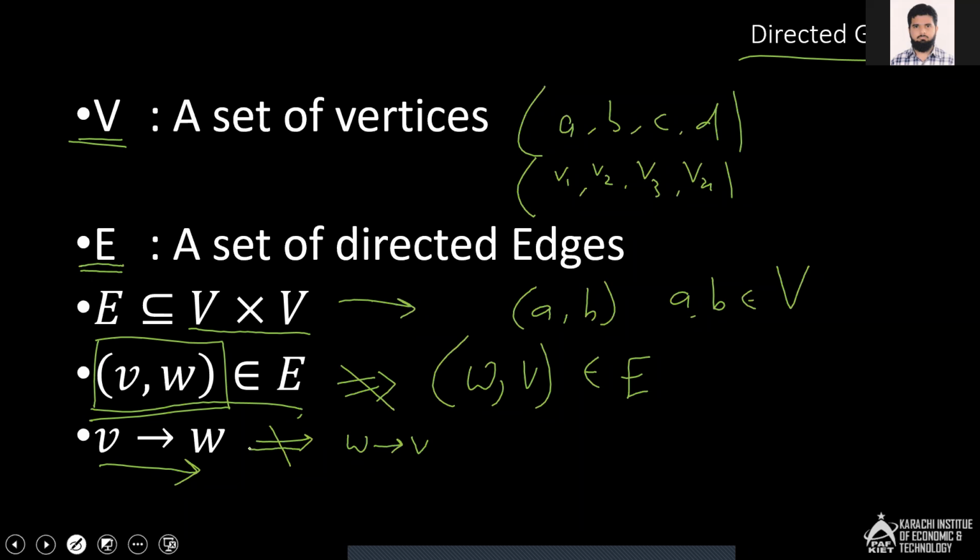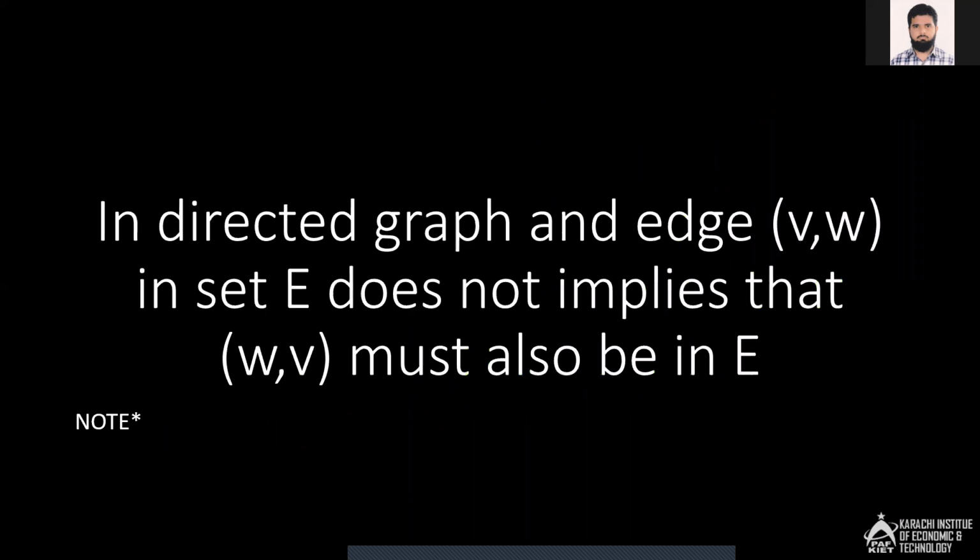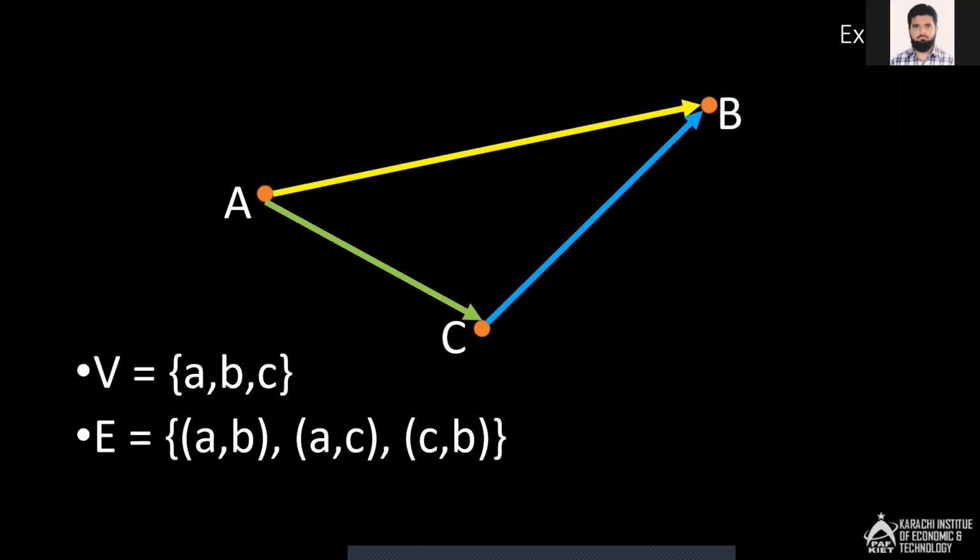So I'm using a double arrow to distinguish from this notation of an edge. That's what this note is saying: if you have an edge going from vertex V to W, it does not necessitate that you must also have an edge going from W to V. It's an ordered pair, it's a directed graph, and that's not always the case. If that is the case, you will have a separate edge going from W to V.